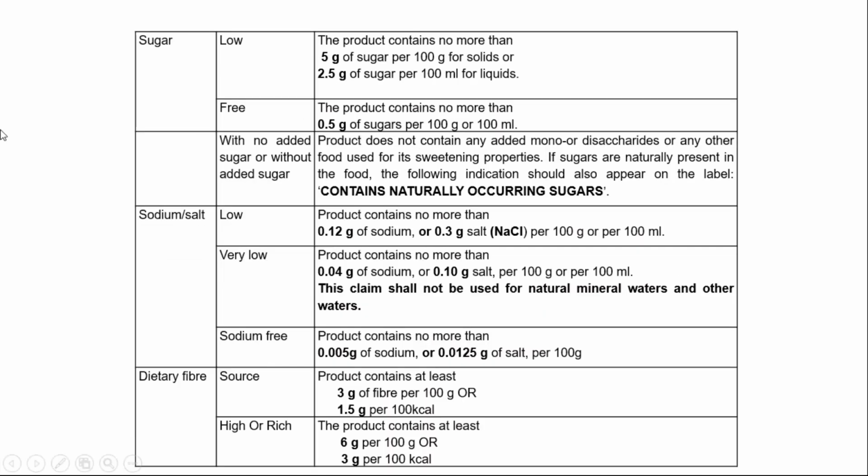So even if you want to use sodium free, the sodium content should not be more than 0.005 grams of sodium. So also for dietary fiber, source, high or rich. These are measurements, and these cannot be arbitrarily used. It has to be done experimentally.